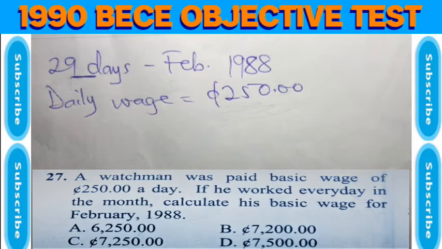So every single day, 250 cedis. Every single day, 250 cedis for 29 days. All right, so it is 250 cedis multiplied by 29. So let's find the product. So we have 250 multiplied by 29.